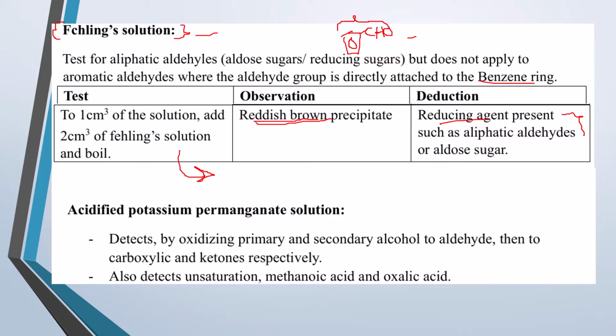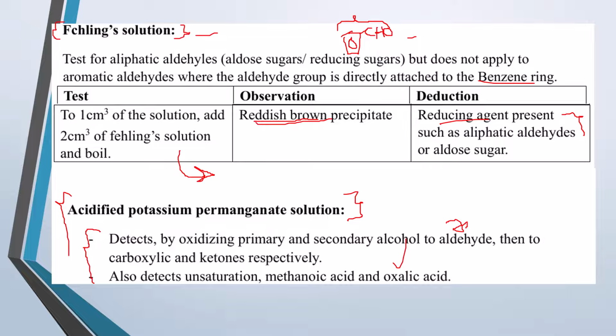Now let's also look at oxidizing agents such as acidified potassium permanganate solution. Now we looked at this one in the inorganic chemistry series under the videos of transition chemistry. So one of its functions is to detect and oxidize primary and secondary alcohols to their respective aldehydes and also ketones. And also it detects unsaturation and the presence of methanoic acid or oxalic acid.